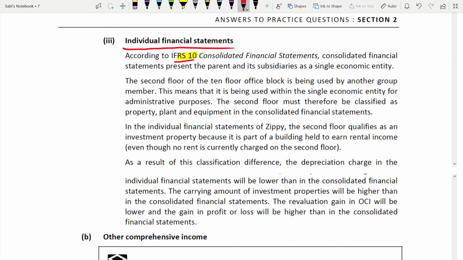Second floor. So now what are we doing here? The question asked about the office block. So we are talking about the office block because in the individual it is recorded as something else, in the consolidated it is something else. Why is the difference? You have to explain the accounting treatment. Second floor of the 10 floor office building is being used by another group member. So the keyword is it is used by another.